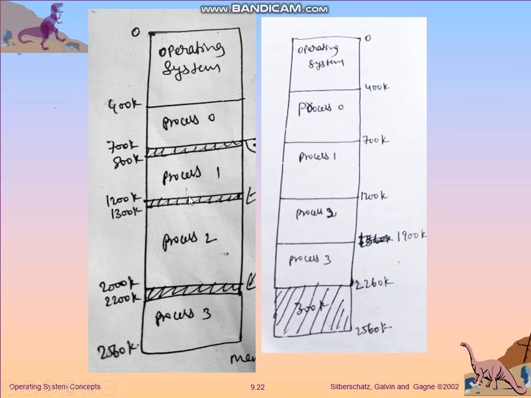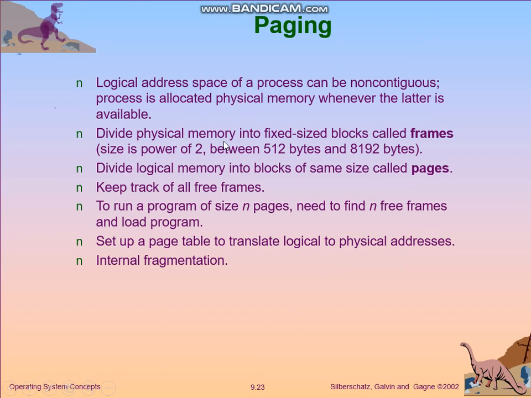For that, you divide the physical memory into fixed size blocks called frames, and the logical memory is divided into blocks of the same size. Those are called pages. I repeat, you divide the physical memory into frames and logical memory into pages. So let us revise what is physical memory. It is the actual memory, the RAM. Logical memory is the memory as seen by the CPU. Pages and frames should be of the same size.